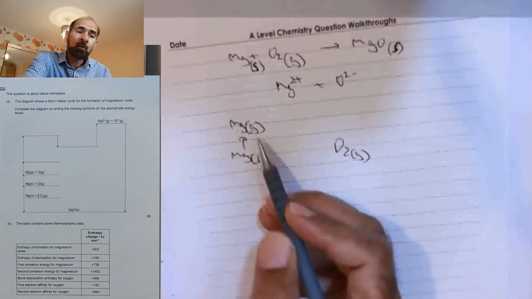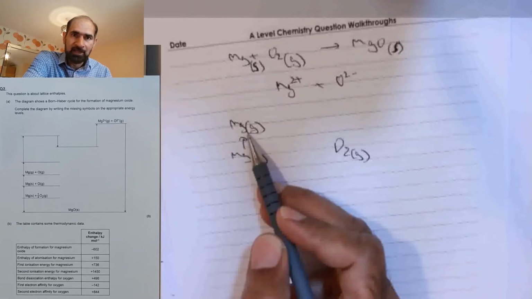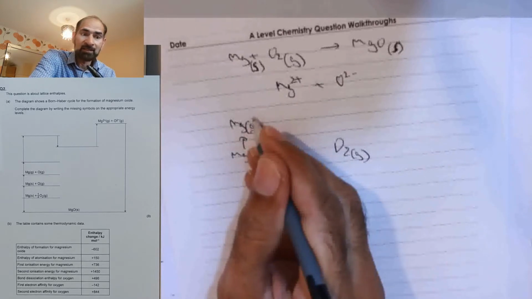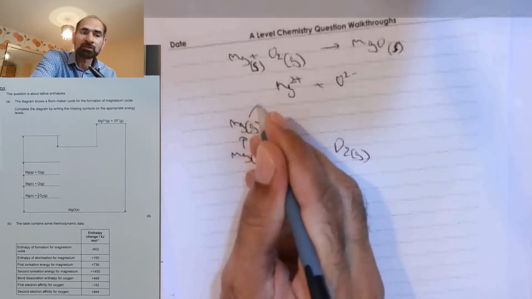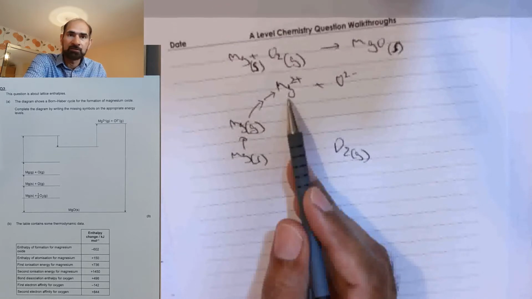Once this has become atoms, it's still not ready to react. It actually needs to lose 2 electrons. So it loses 1 and then loses a second electron, and then of course it's ready to react with the oxygen, as long as the oxygen is ready.